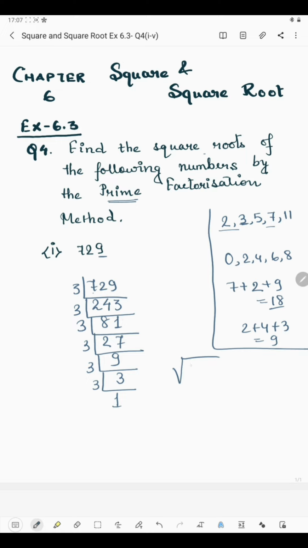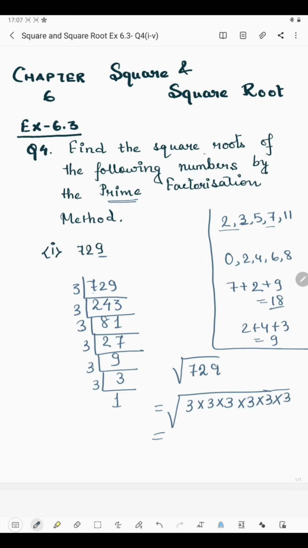Since we will have to find the square root of 729, we'll write 729. Here also we will write the square root and see what numbers we have got. We have got 3 six times. So we'll write 3, 3, 3, 3, 3, 3.